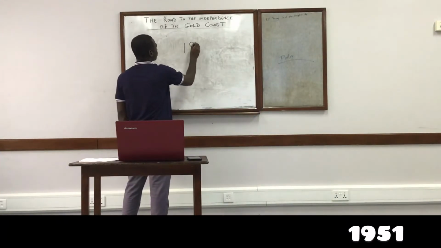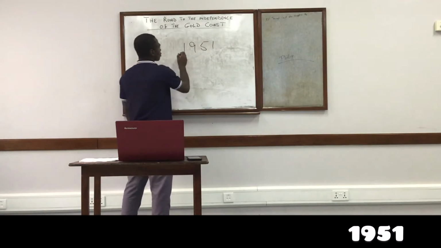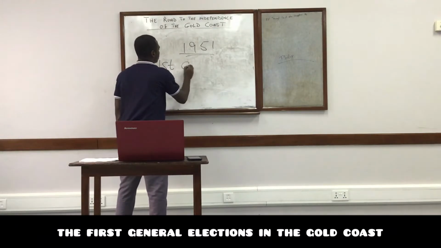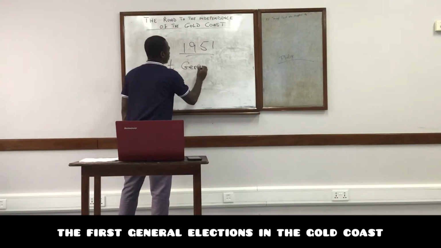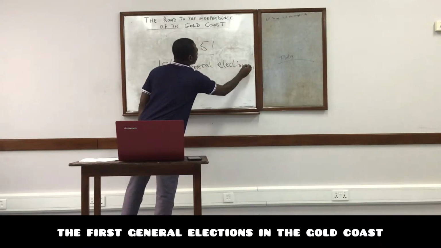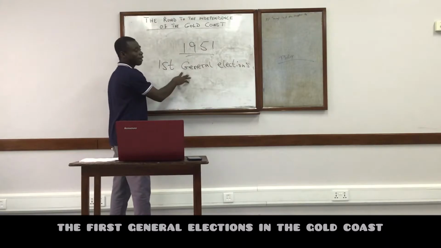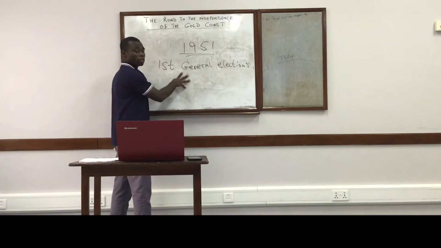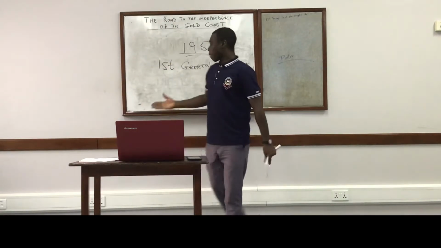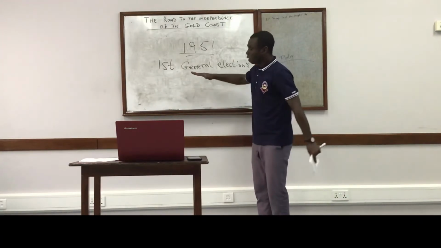In 1951, the first general elections took place in the Gold Coast. So from 1951, as the elections were held, Nkrumah was still in prison, but his party, the CPP, was also part of the candidates that were going to take part in the elections.